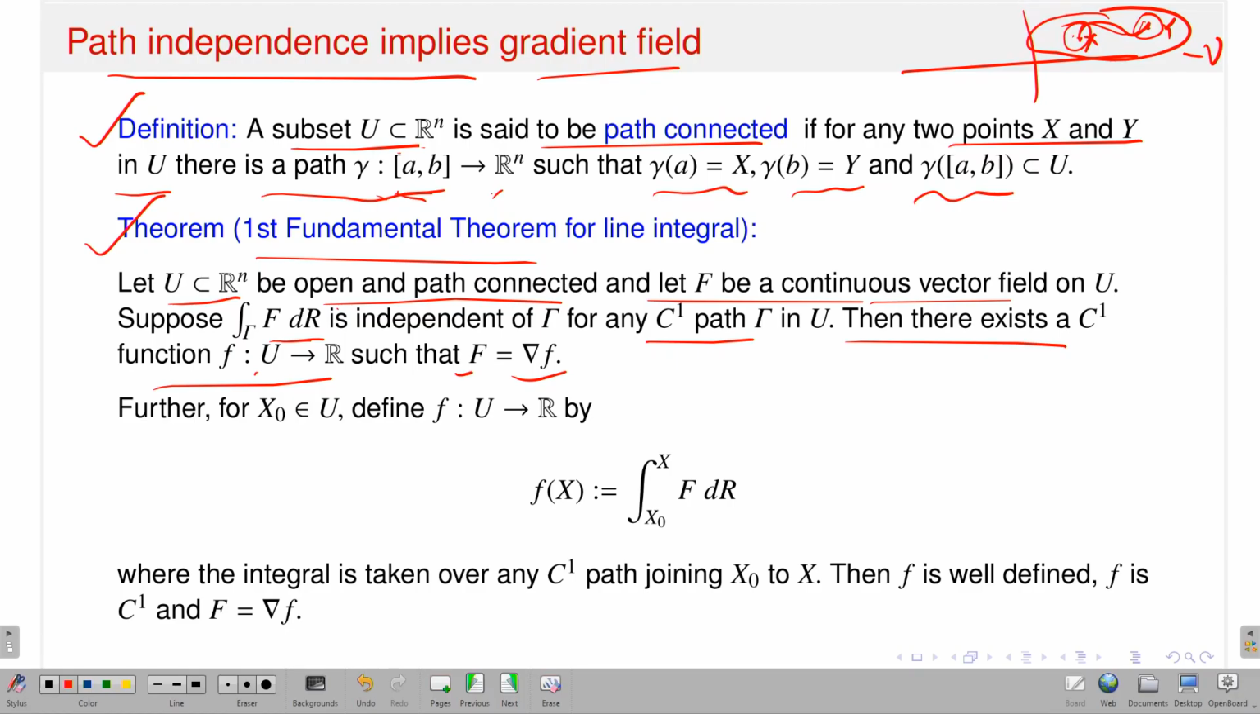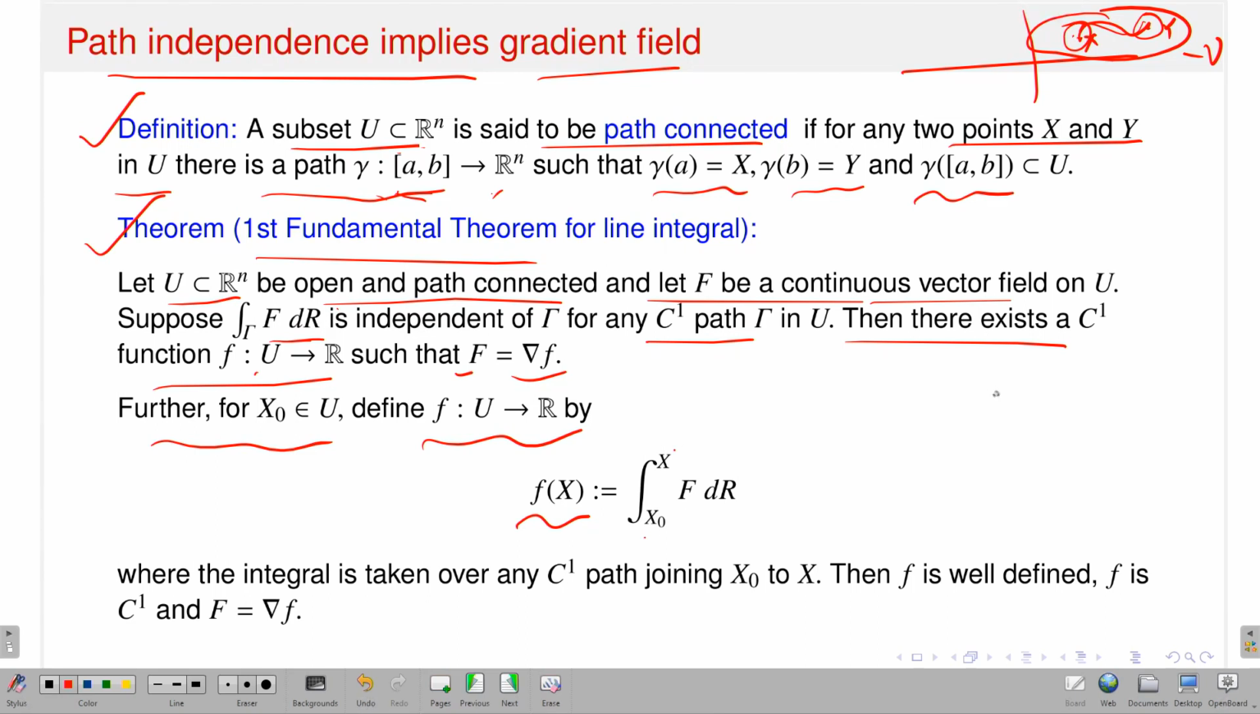So that means once your vector line integral is independent of your C1 path gamma, somehow I try to define some kind of indefinite integral, and if I take the derivative I should get back my capital F. That is the kind of idea, and this is indeed the case. So I am starting with a fixed point x naught. I am defining a function small f from U to R. What is this? f of capital X, which is nothing but the integral from x naught to x of F dr. Now this I can define.